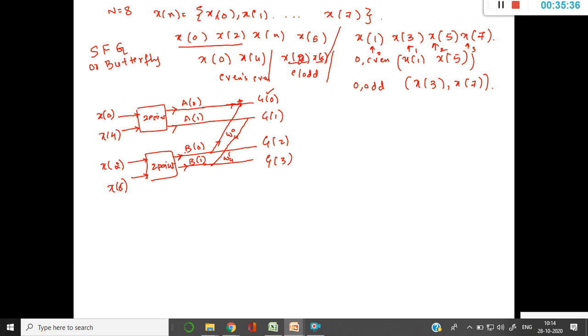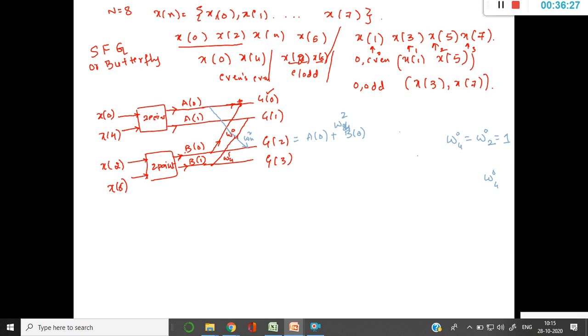Okay, now look at this. G of 2 is nothing but a of 0 plus b of 0. This is going to be multiplied with w4 to the power of 2. So I just take this and I'll multiply w4 to the power of 2. In the last class I told you, look at this, w4 to the power of 0, which is nothing but w4 to the power of 0 can be written as w2 to the power of 0 is equal to 1, right?